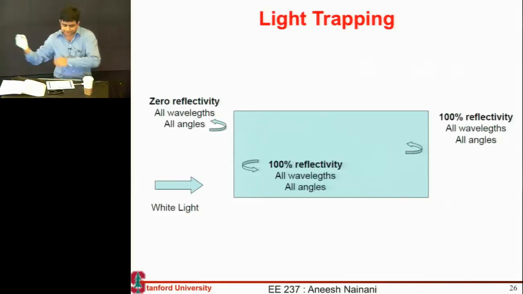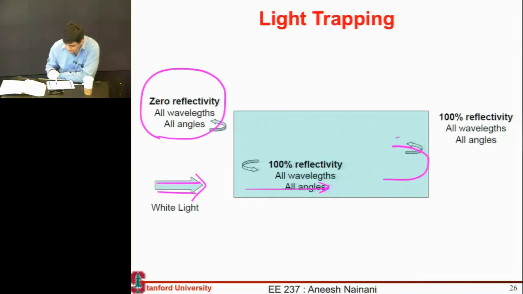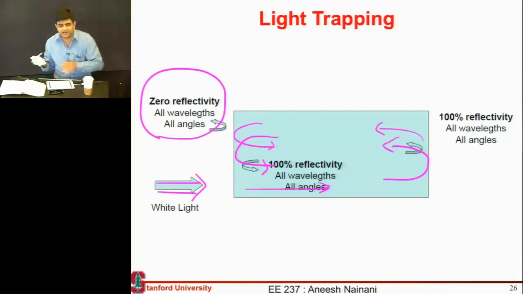So again, in an ideal world, what I want is when I have white light incident, basically all of that should get transmitted in the cell. So there should be zero reflectivity back out of this surface. And then it should get 100% reflected over here. And then every time it bounces off, it should get 100% reflected. So that's my ideal world situation that I want. But usually these two things, this zero reflectivity here and this 100% reflectivity over here, do not go hand in hand. Usually if you try to enhance one, the other suffers.